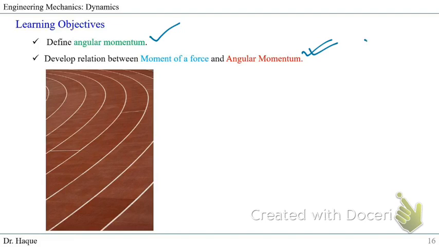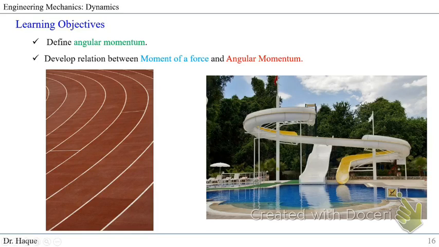Another example could be this slide. The slider has to start from here, and he has to slide in an angular path to come down here. So about any point you will have an angular momentum. So these are some applications.